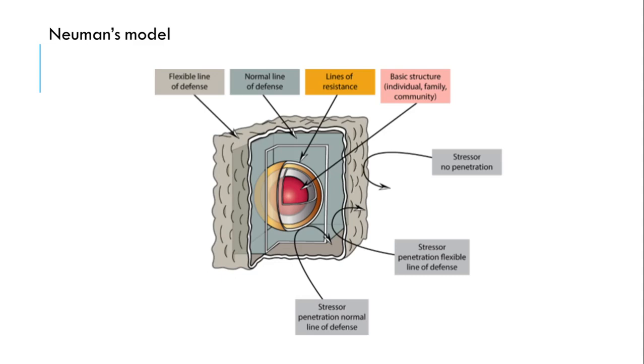Newman's model sees a person as an open system interacting with the environment. According to this model, health is dynamic. So the client is composed of a basic structure, lines of resistance, normal lines of defense, and flexible lines of defense. The client system is striving to prevent penetration of the system by a variety of stresses. These stresses may be intrapersonal, interpersonal, or extrapersonal.